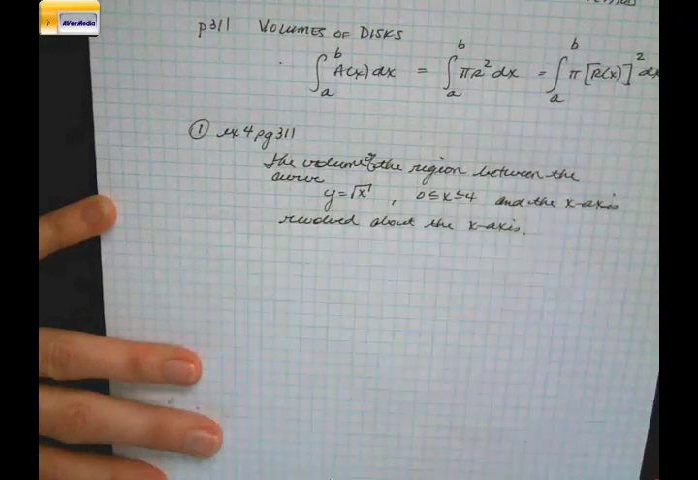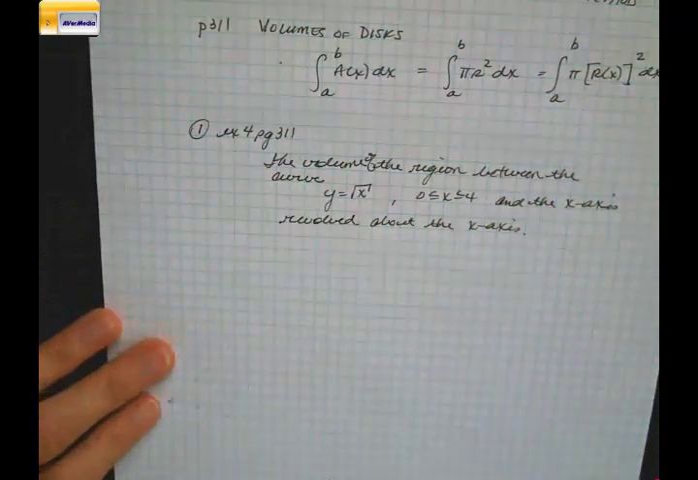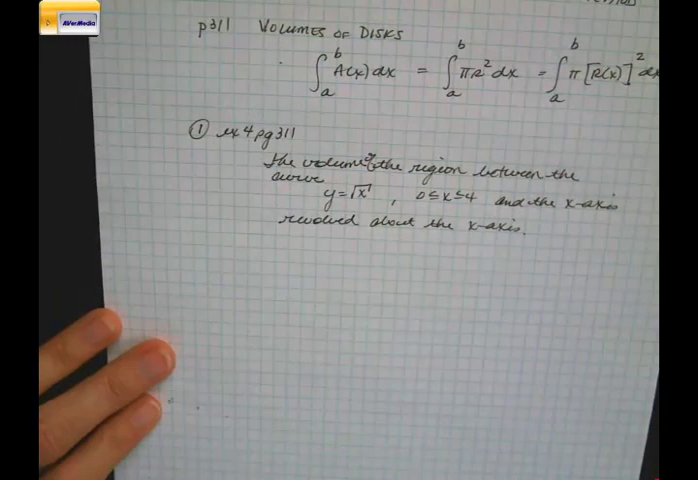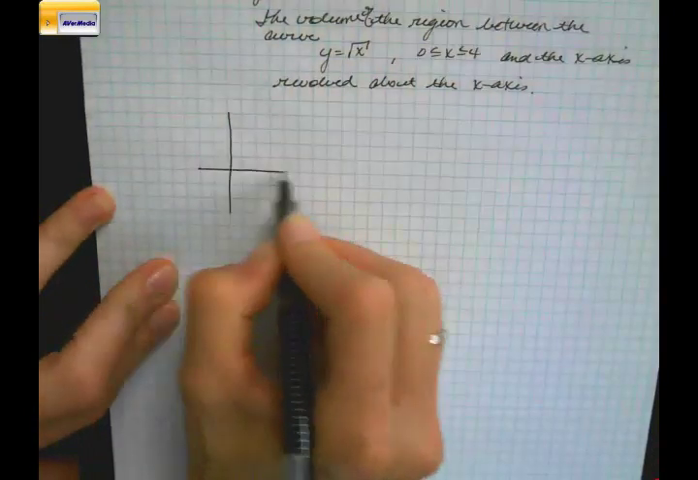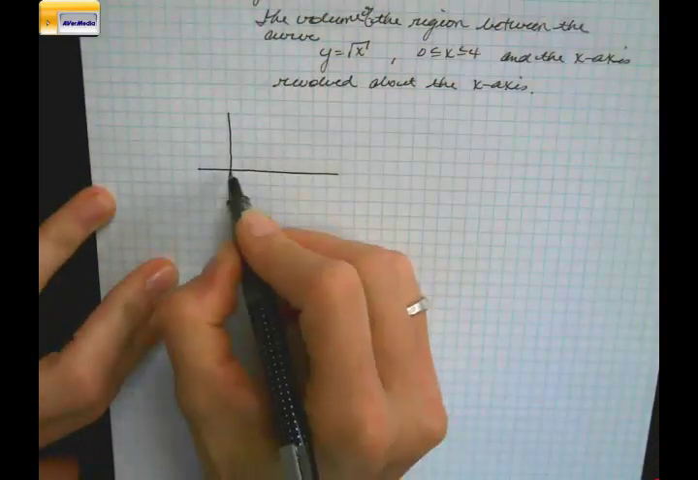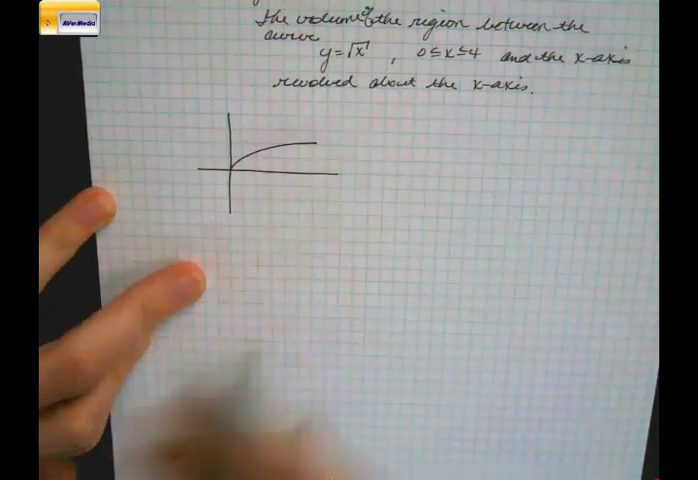Okay, so we're looking for the volume of the region which is created when you draw the curve y equaling the square root of x, limited between 0 and 4, and you're going to spin it around the x-axis. Okay, so let's get a diagram of this. Okay, here is y equaling the square root of x.